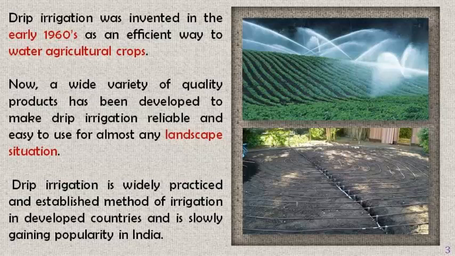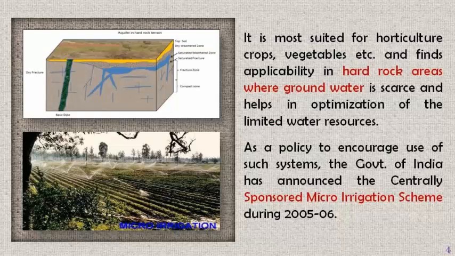Drip irrigation was invented in the early 1960s as an efficient way to water agricultural crops. Now, a wide variety of quality products has been developed to make drip irrigation reliable and easy to use for almost any landscape situation. Drip irrigation is a widely practiced and established method of irrigation in developed countries and is slowly gaining popularity in India. It is most suited for horticultural crops, vegetables, etc. and finds applicability in hard rock areas where groundwater is scarce and helps in optimization of the limited water resources.